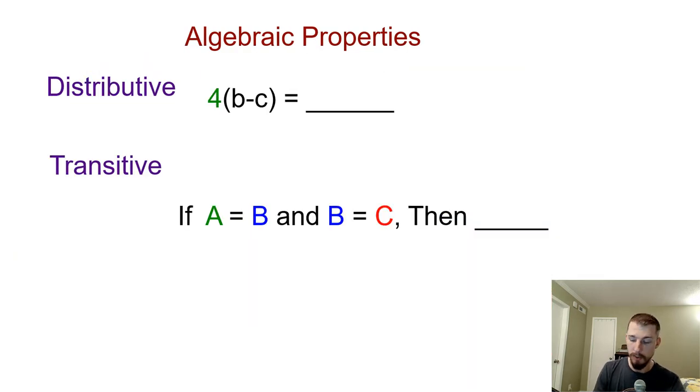Moving on, algebraic properties. Distributive, so whenever we have parentheses, we can distribute the multiplication through to the other two terms. So that would be 4b minus 4c. Transitive property is kind of fun. When we have a is equal to b, b is equal to c, it's kind of like dominoes. It allows us to skip over the b and go directly from a is equal to c. So no big deal. It's kind of fun.